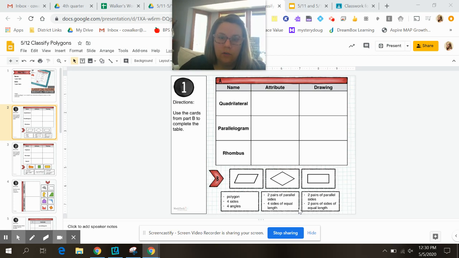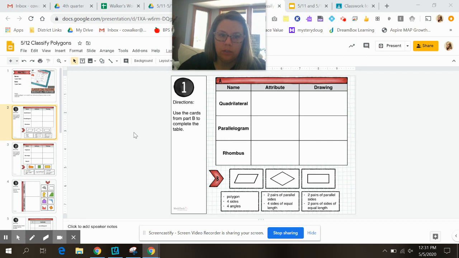Hey guys, so for this week we are going to just review polygons and what those look like and talk about some of the attributes or characteristics that make them what they are. So if you look here, you'll see that you're going to finish this slideshow later, but when you start, you have quadrilateral, a parallelogram, and a rhombus. So we want the attribute, so what words or what characteristics describe those, and then the drawing. I think the drawing is probably easier for everybody.